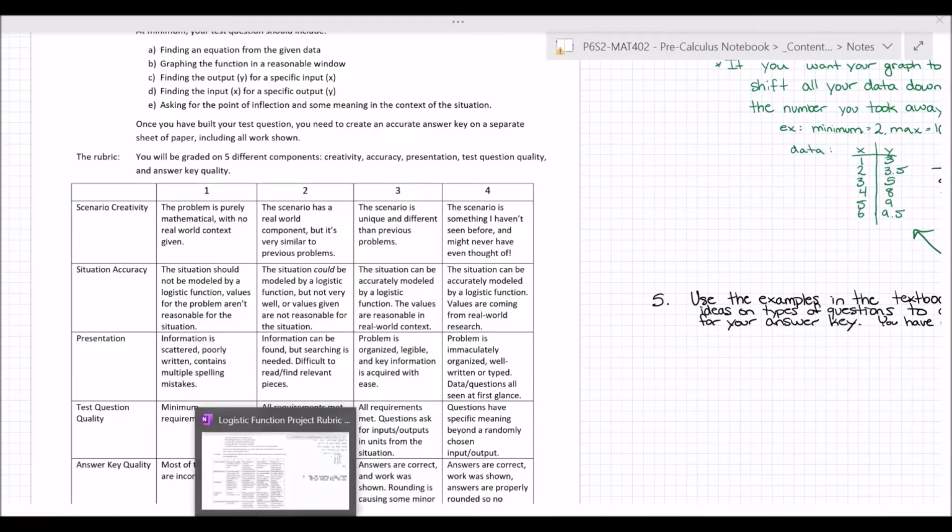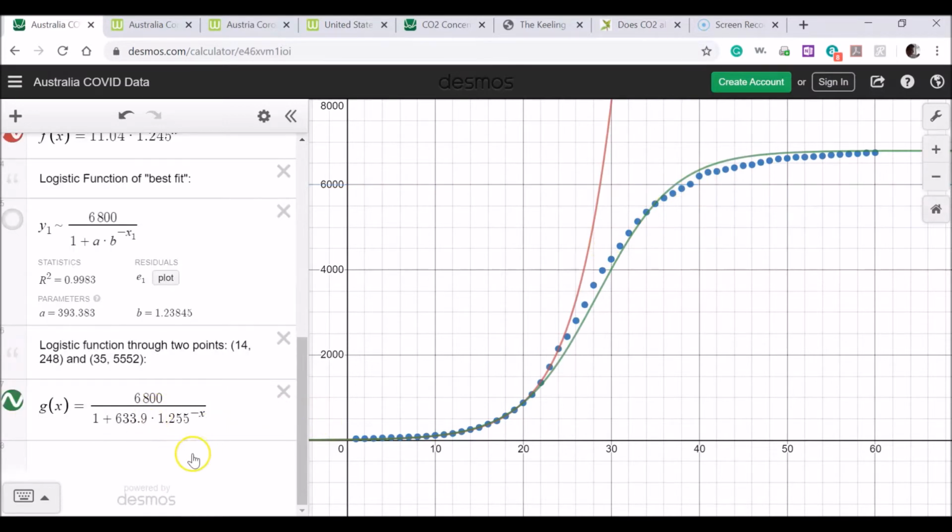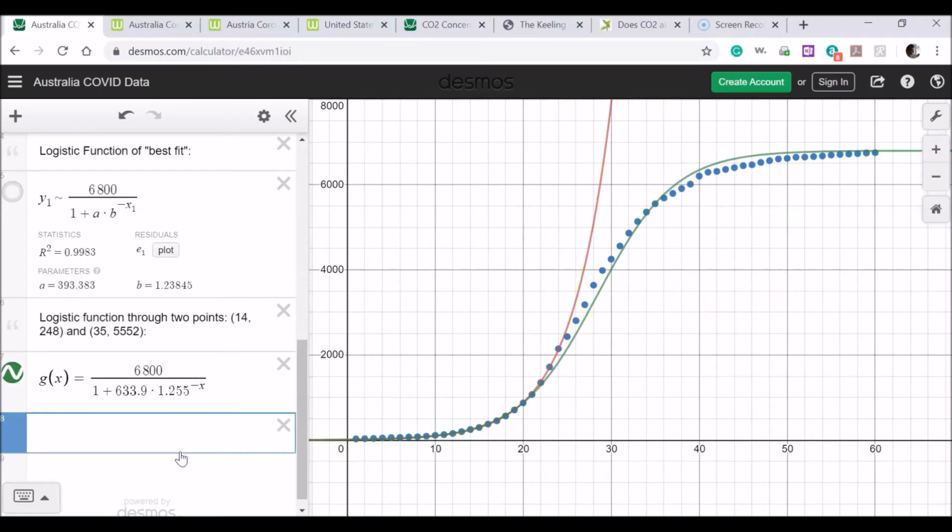The point of inflection is where it stops curving upwards and starts curving downwards, where it stops increasing at an increasing rate and it's still increasing, we still have more cases going, but at a decreasing rate. The number of cases is getting less and less every time. And for these logistic functions, it is always halfway between the bottom and the top. So if this is right between 0 and 6800, the point of inflection is going to be halfway between, or at 3400.